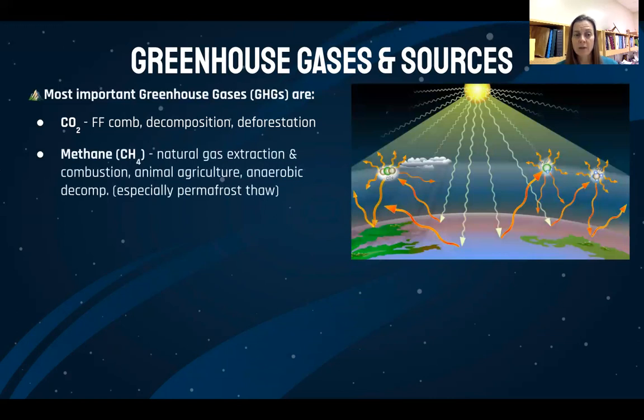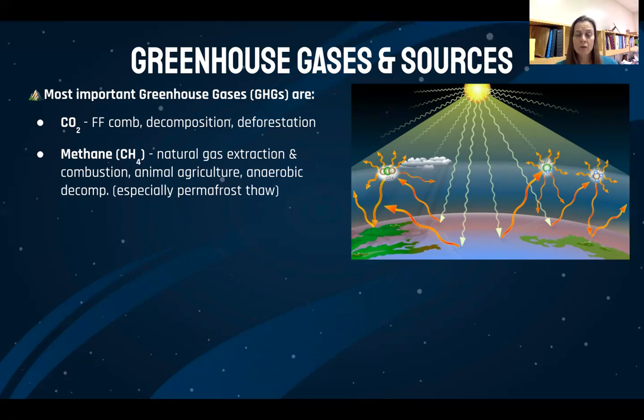The second one we're going to talk about is methane. So methane, of course, is the primary component of natural gas. So we have methane escaping into the atmosphere as a byproduct of natural gas extraction.